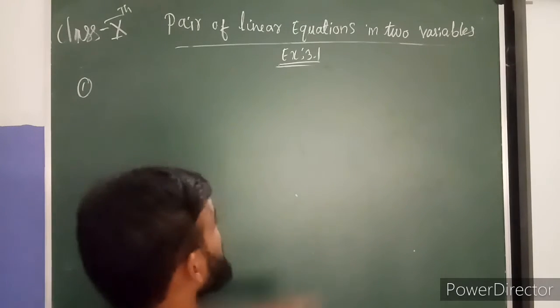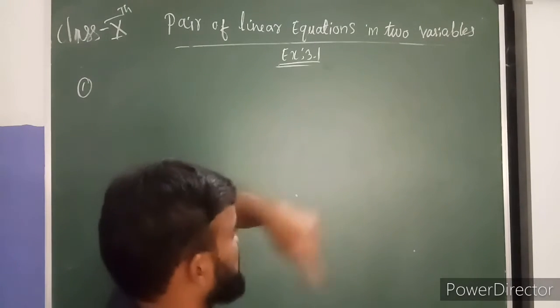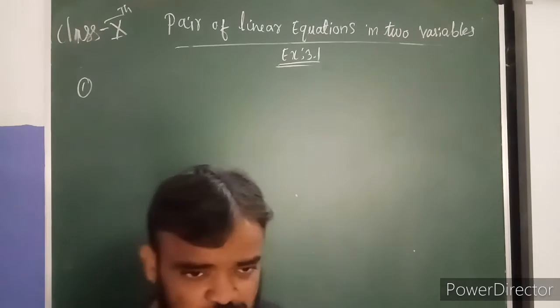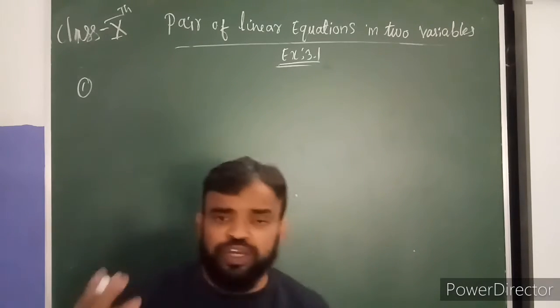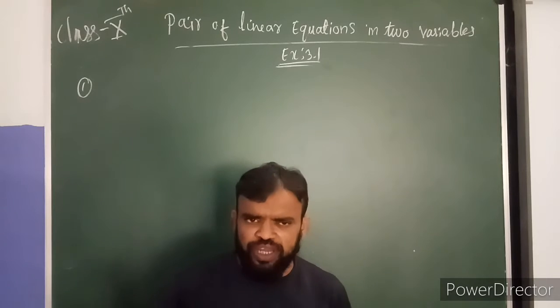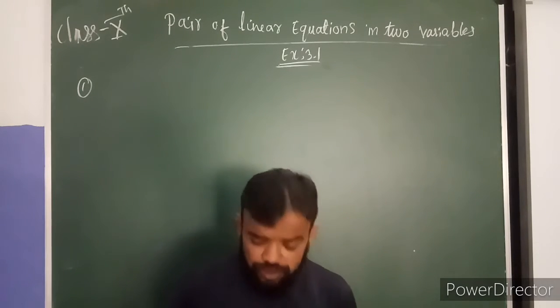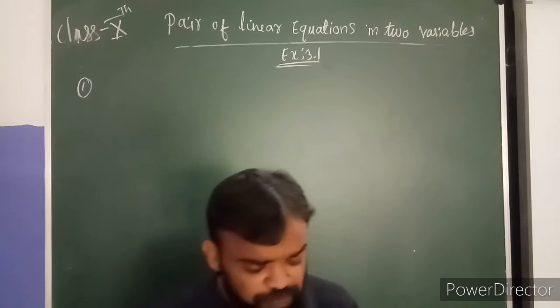Listen. Exercise 3.1 is for the chapter Pair of Linear Equations in Two Variables. The first question I am going to explain. Listen carefully, and you can take your textbooks. You can copy. I will send the notes also; you can copy from the notes. Understood?